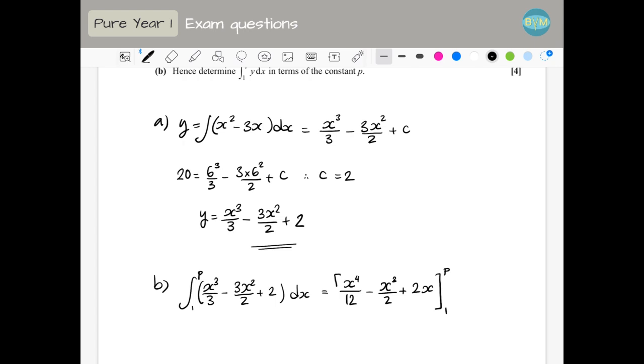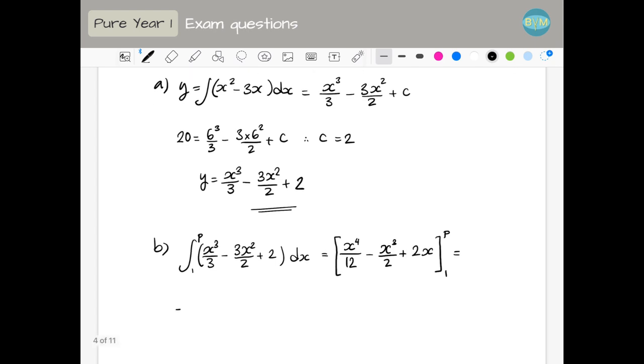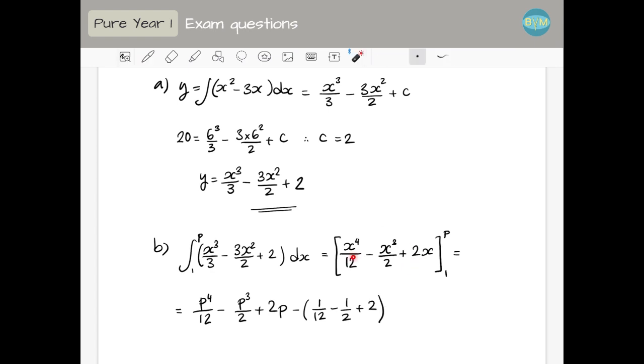So what I'm going to do is to substitute the limits. I'm going to substitute the p first. So I have p to the power of 4 divided by 12 minus p to the power of 3 divided by 2 plus 2p, minus, and I'm going to substitute the 1. So 1 over 12 minus 1 half plus 2. Just substituting the 1 in all the expression. And I like writing the minus and the brackets because when we have more than one term, it's quite easy to forget one of the signs.